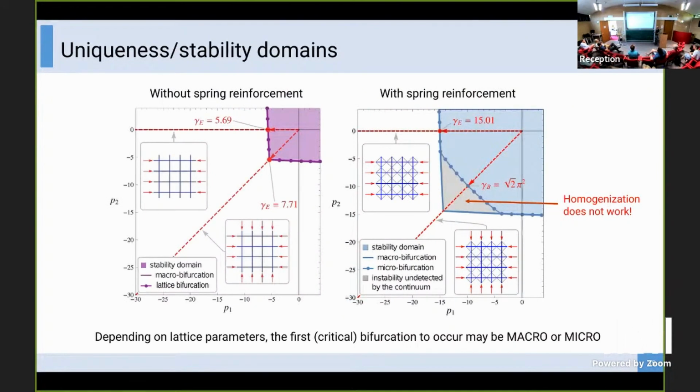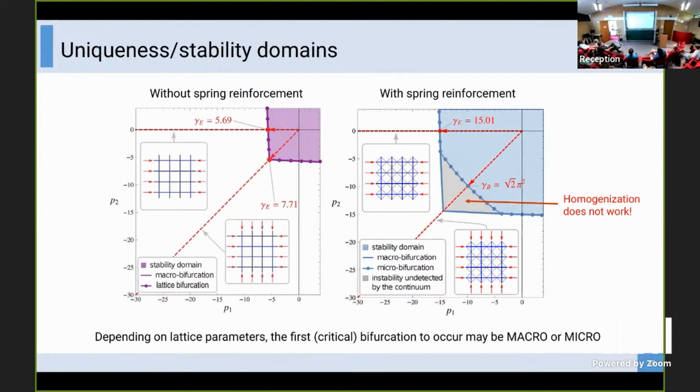So depending on the lattice parameters, the first instability to occur can be macro or micro. You see here uniqueness or stability domains for both the lattice and its equivalent continuum for two cases. Here, the loss of ellipticity in the effective continuum is denoted by a solid line, whereas the spots denote instability in the lattice. So the figure on the left is for a square lattice without spring reinforcement, and on the right is the case of a square lattice with spring reinforcement. In the first case, you see that the first instability to occur in the lattice is always a macro instability for all combinations of prestress P1, P2 in the beams, so that stability domains of the lattice and of the solid coincide.